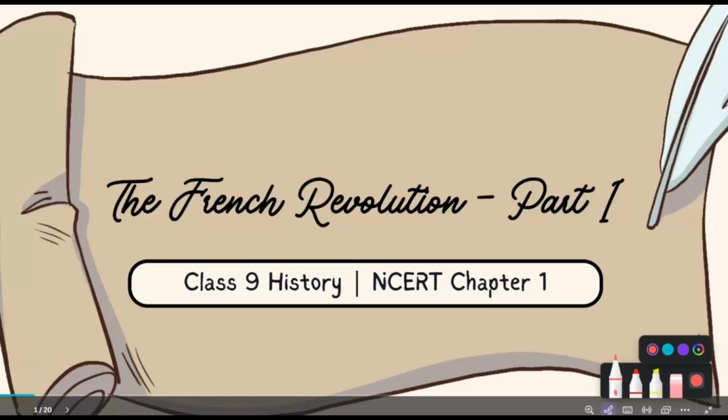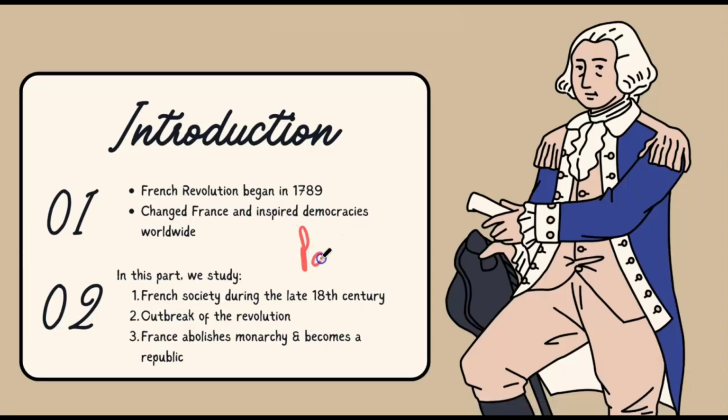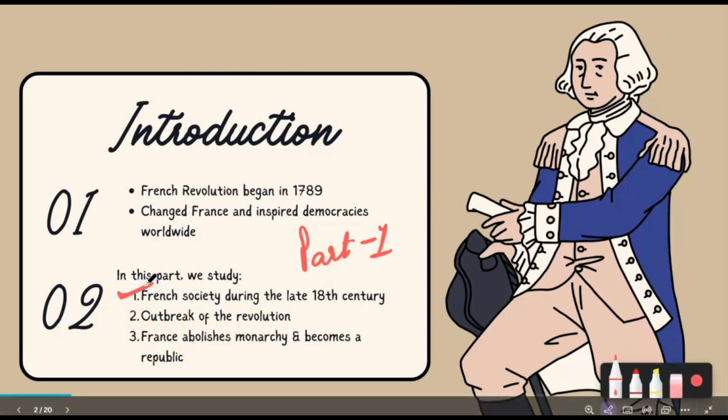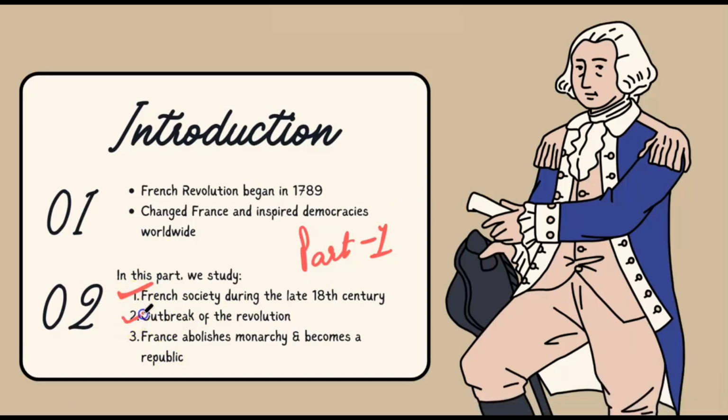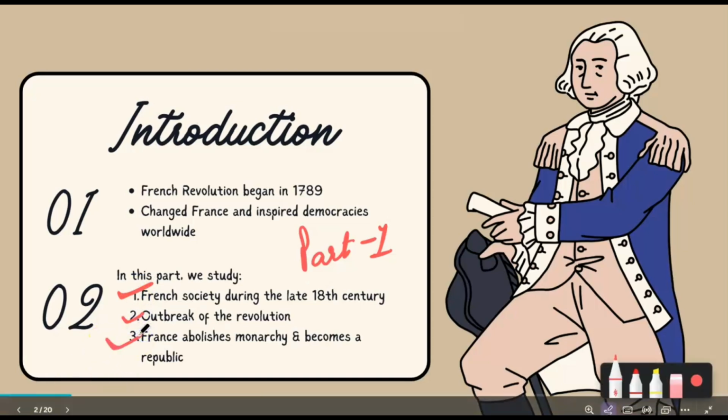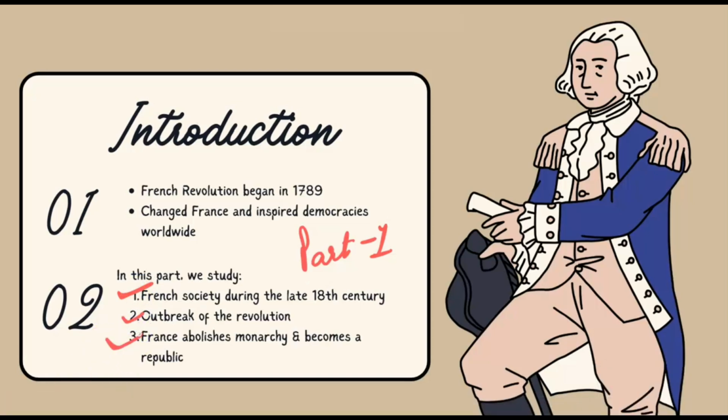Today we are diving into one of the most dramatic events in world history, the French Revolution. This is part 1 of the chapter, and in this video we will talk about how French society was structured before the revolution, what caused the outbreak of the revolution, and finally how France abolished its monarchy and became a republic.